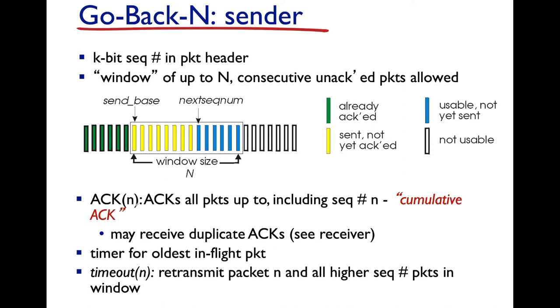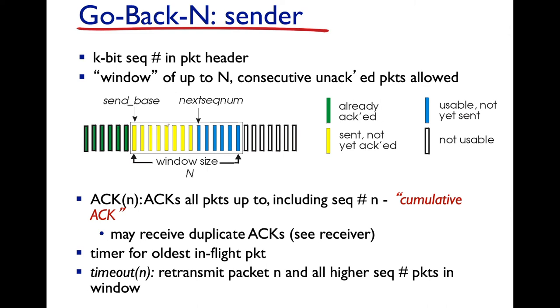And so when you acknowledge a sequence number and you get that back to the sender from the receiver as feedback, this is going to correspond to ACKs of all the packets up to and including that particular sequence number N. They're cumulative. So you might receive duplicate ACKs, and that's okay. But when you get an ACK for sequence number N, that means everything less than N up to and including N has been successfully received by the receiver. And so when you set your timer, it's for the oldest in-flight packet, as I said before, and that corresponds to the send base up to whatever the most recent unacknowledged packet is. And then the timeout retransmits everything in the window.